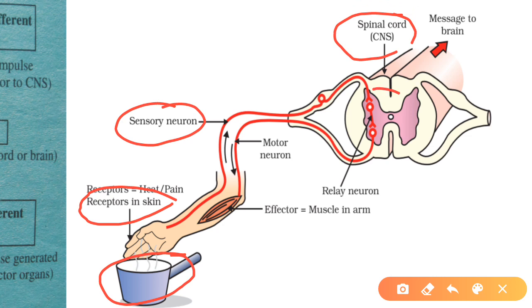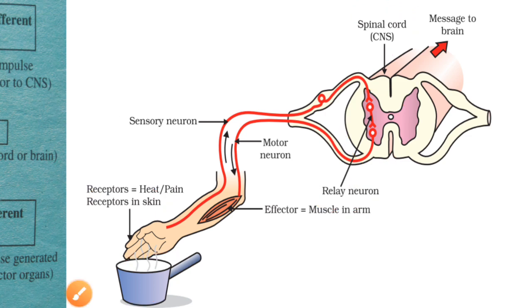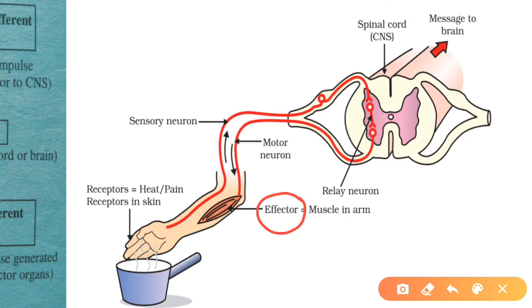In the spinal cord, after the information reaches it, the relay neurons present there decode this information and send it to the effector, which is the muscle in the arm, through the motor neurons. When the effector gets the information from the spinal cord through the motor neurons, the muscle contracts and we remove our hand.